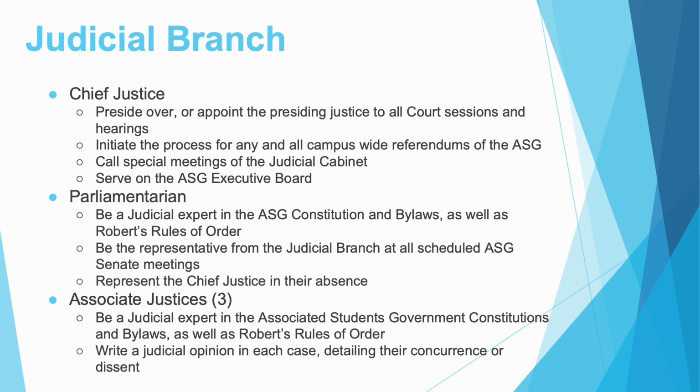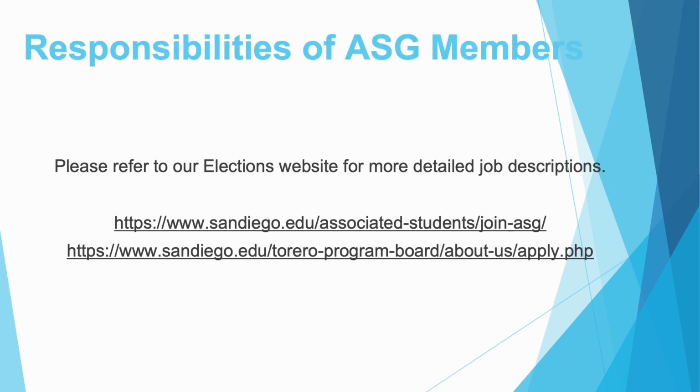Next, we have the Parliamentarian. So aside from being a killer Scrabble word, the Parliamentarian is a judicial expert on all things Constitution and bylaw related, and they also have a very good sense of Robert's Rules of Order, which is a set of guidelines for keeping meetings and hearings in order. The Parliamentarian can be parallel to the Speaker pro temp in their position of being the right hand to the Chief Justice and filling in when necessary. The Associate Justices are also required to be experts on the Constitution, bylaws, and Robert's Rules, and adjudicate the different cases that come forward.